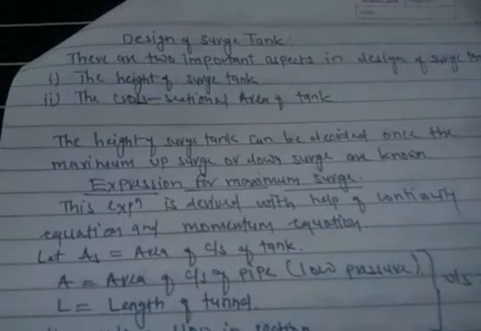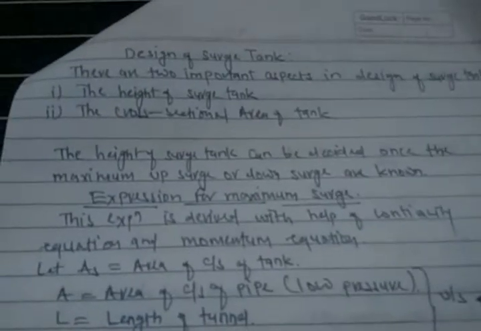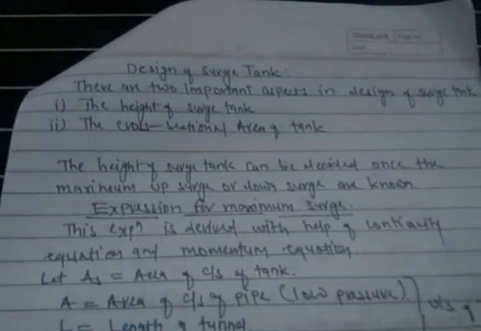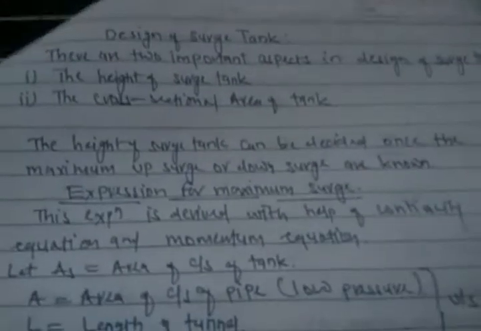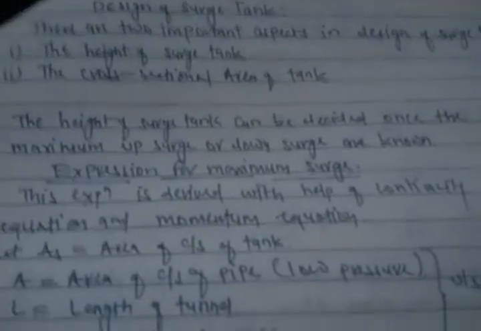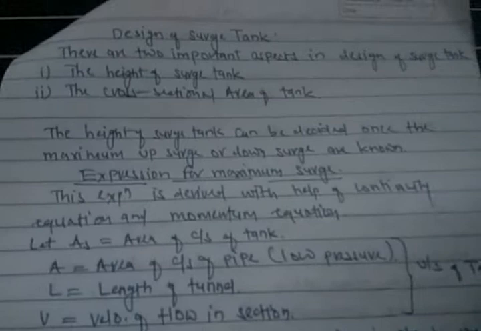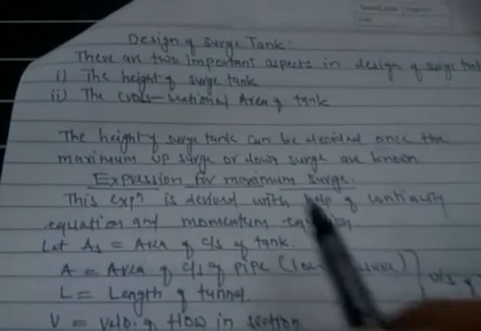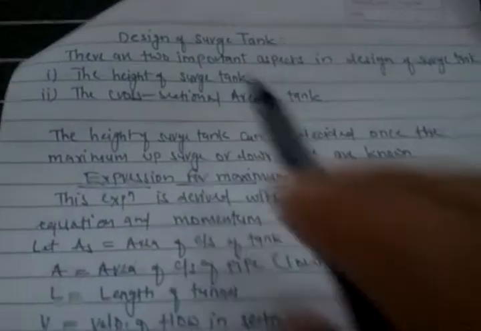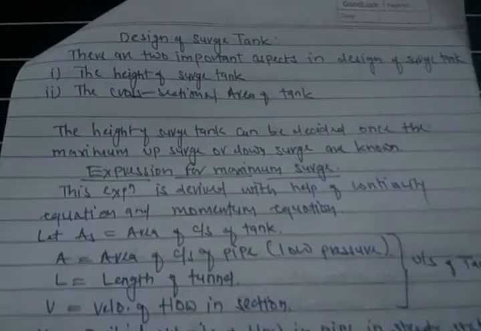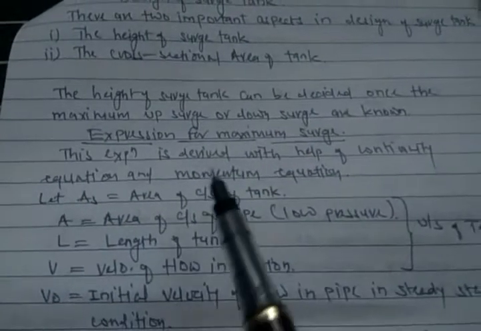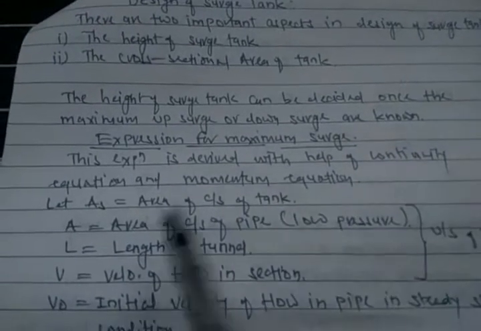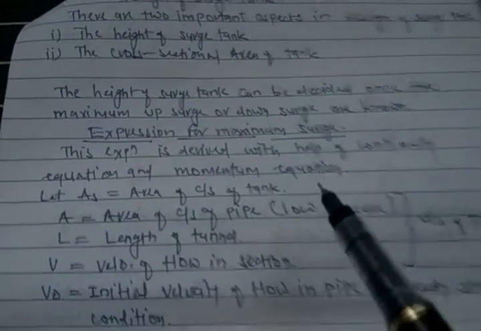The height of the surge tank can be decided once the maximum upsurge or downsurge is known. Upsurge is the height up to which the water level will come up. So the expression for maximum surge is necessary for designing the height of a surge tank. This expression is derived with the help of continuity equation and momentum equation. So this will be the diagram.